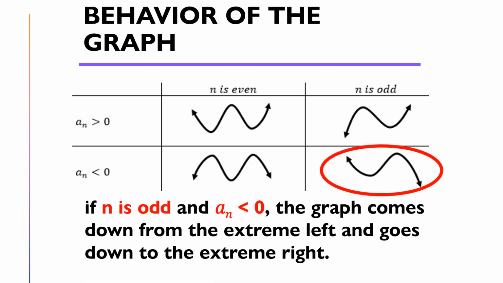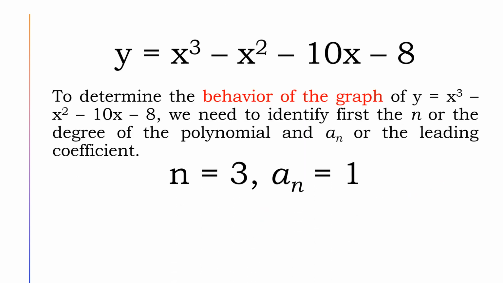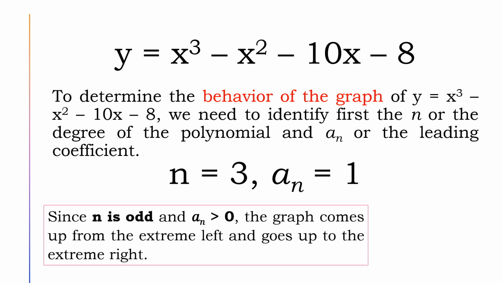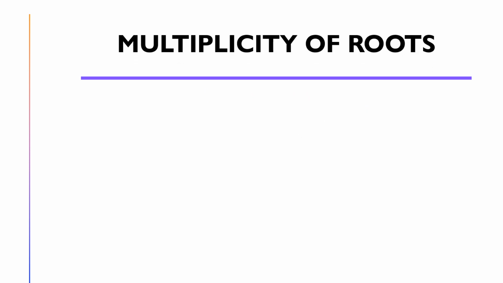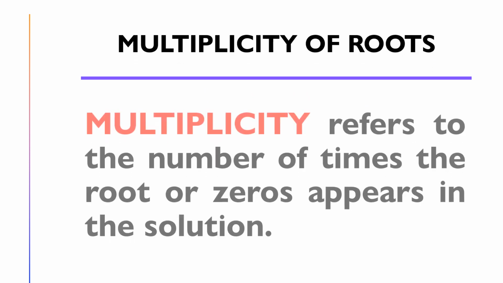If n is odd and a sub n is less than 0, the graph comes down from the extreme left and goes down to the extreme right. So since n is equal to 3 and a sub n is equal to 1, the graph comes up from the extreme left and goes up to the extreme right. So ang n natin ay 3, which is odd, and then 1 is greater than 0, so magiging ganito ang behavior ng graph. Okay, next, let us discuss the multiplicity of roots.